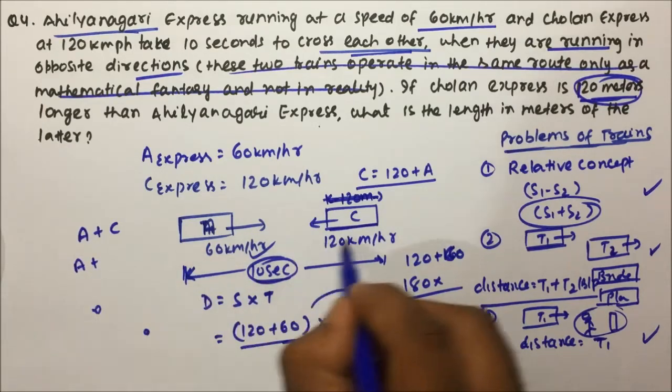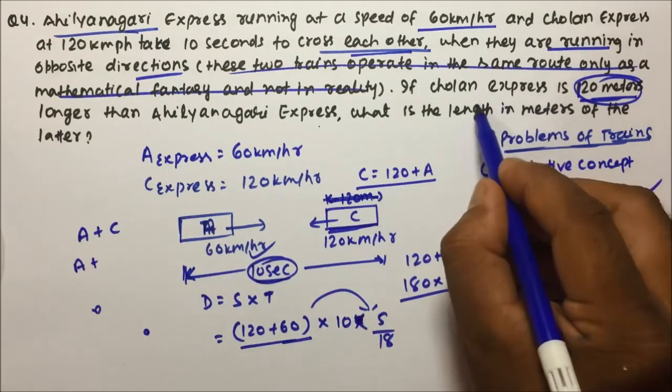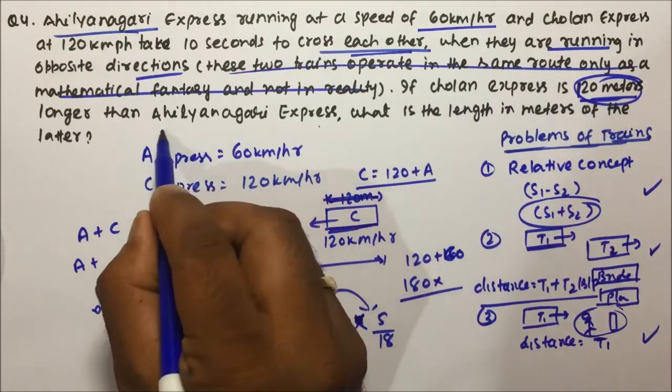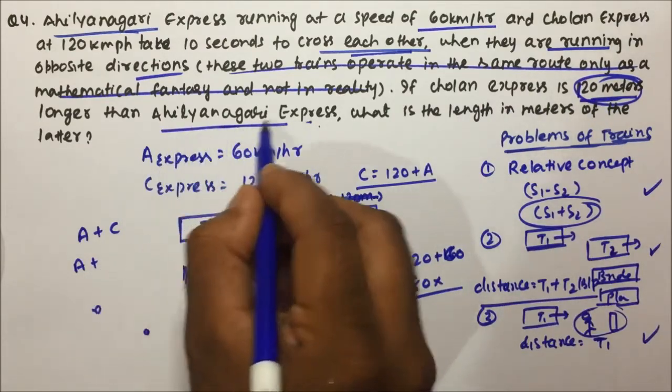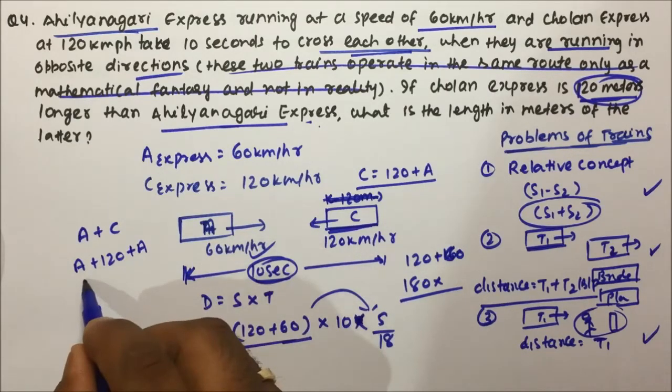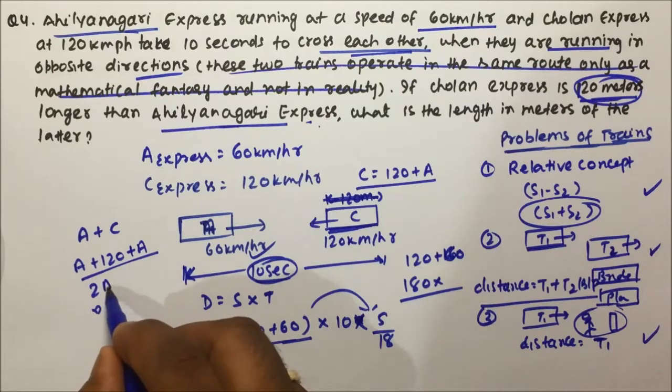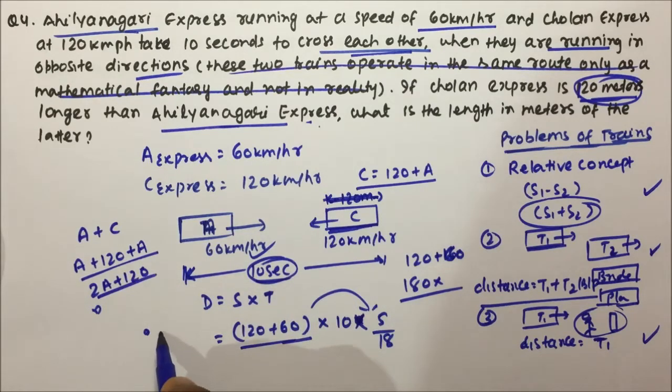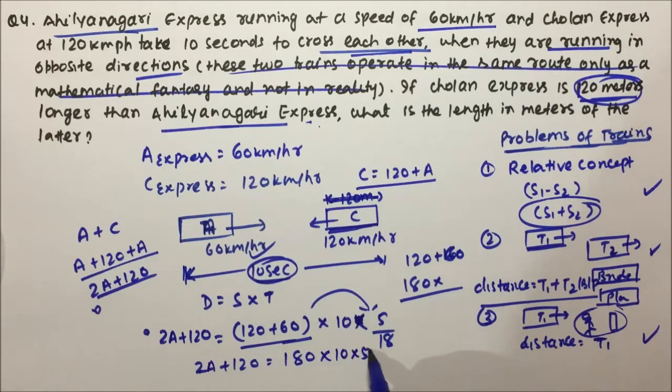Now the Cholan Express is 120 meter longer than the Ahilyanagari Express. So the Cholan Express length will be 120 plus A. So the total length of the trains will become 2A plus 120. Now we'll try to solve. So 2A plus 120 will be equal to 180 into 10 into 5 divided by 18. So this will go by 10 times. So friends, 2A plus 120 will be equal to 500.